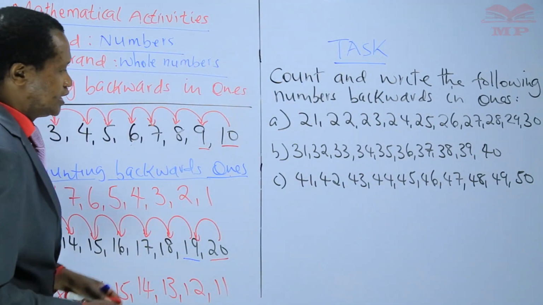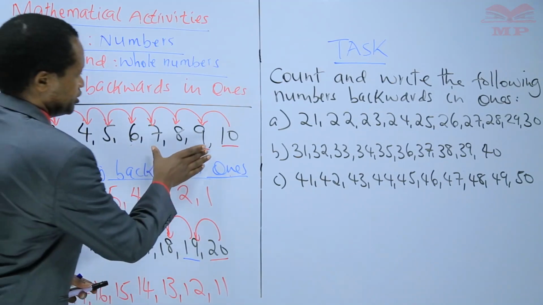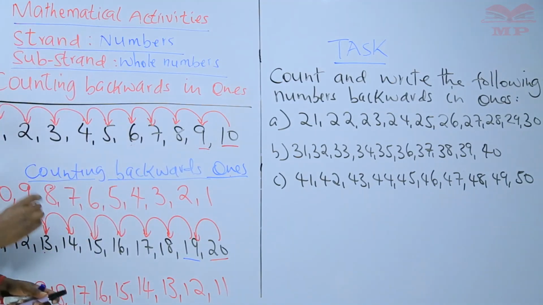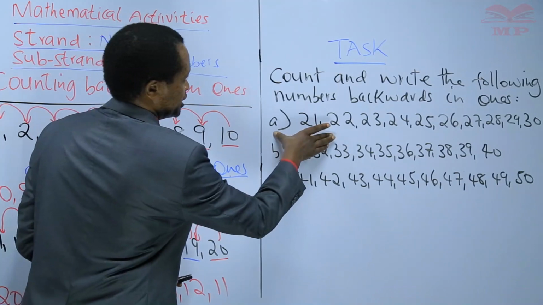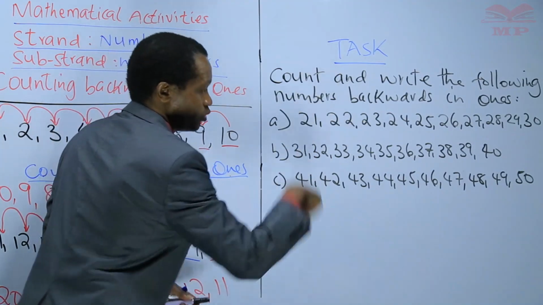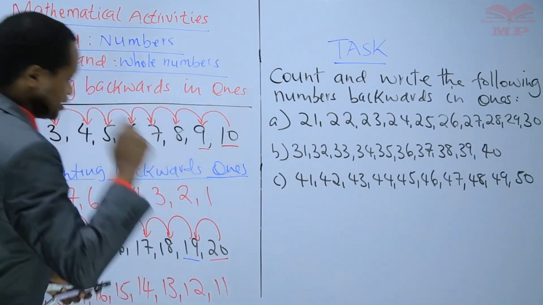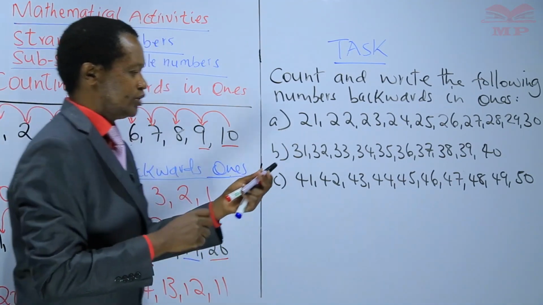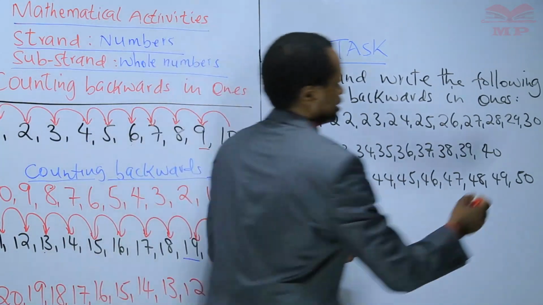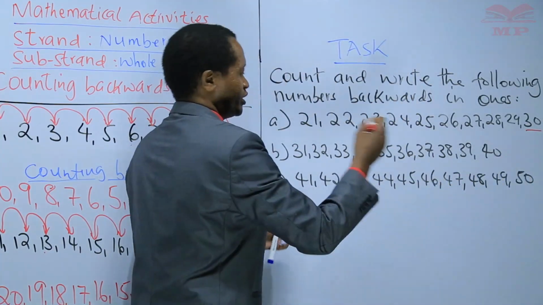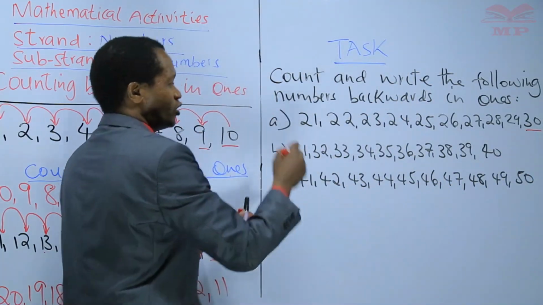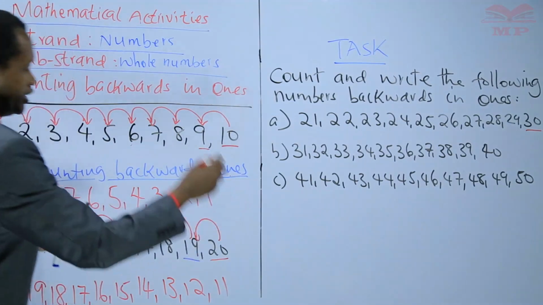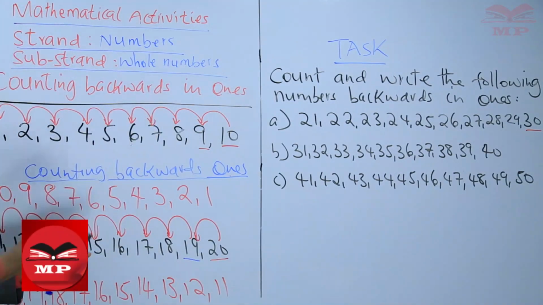Just look at the way I did here on the board. Then you do the same when counting and writing these numbers backwards in ones. For example, in A, you will start with number 30. Then you write as you go backwards.